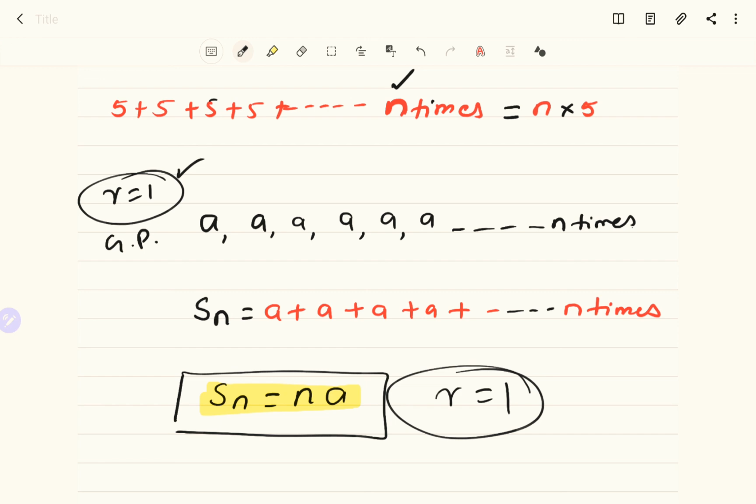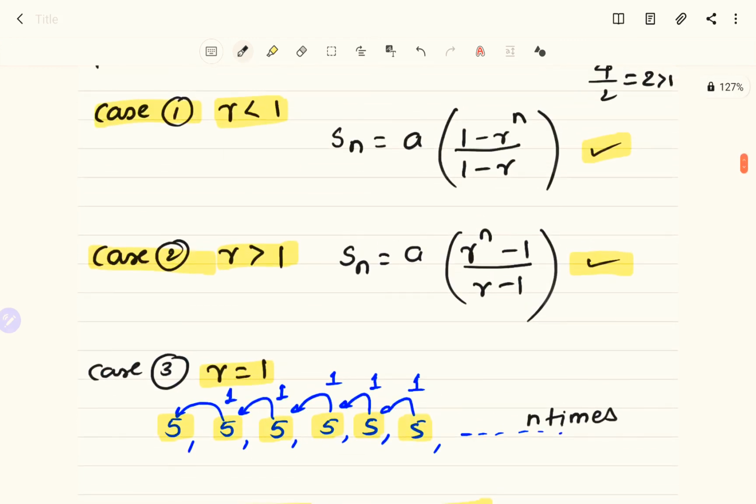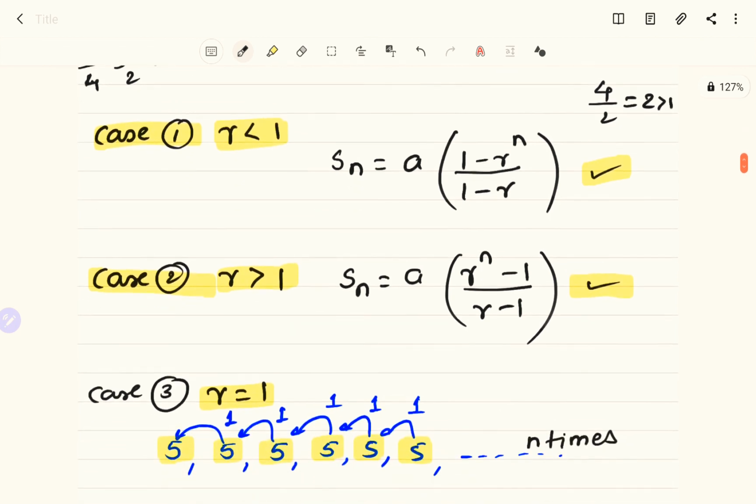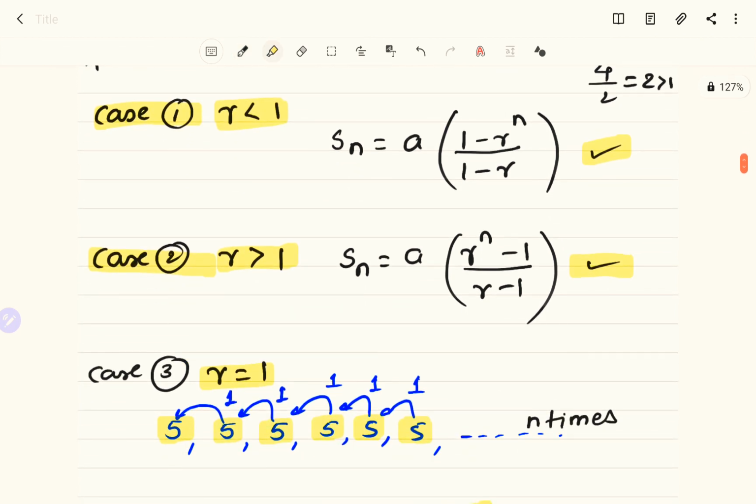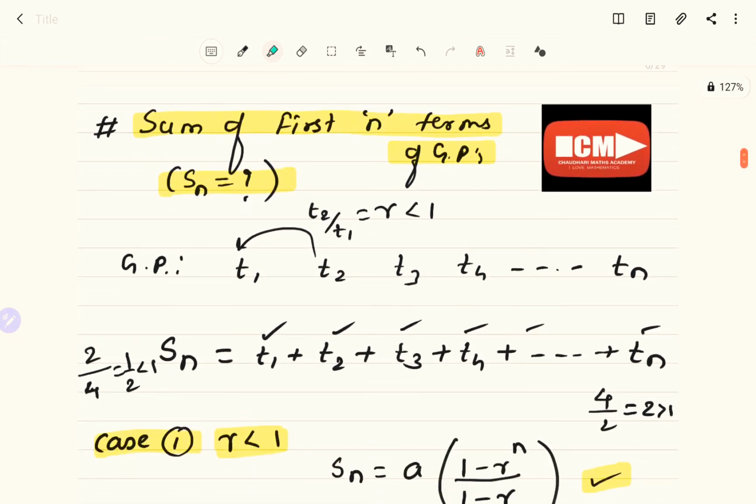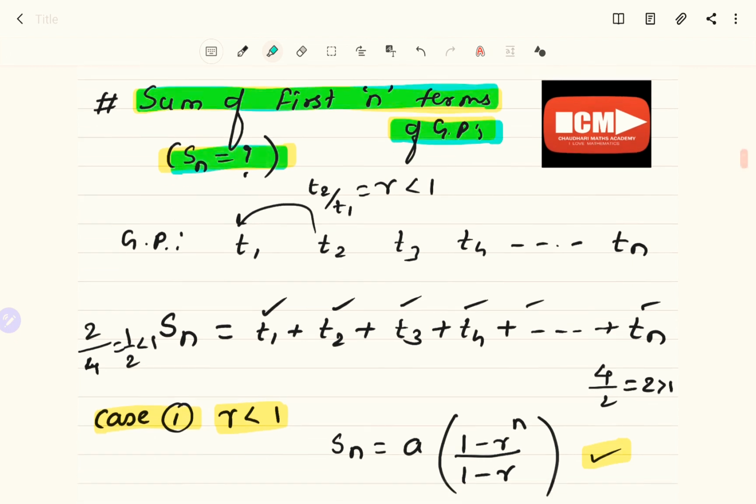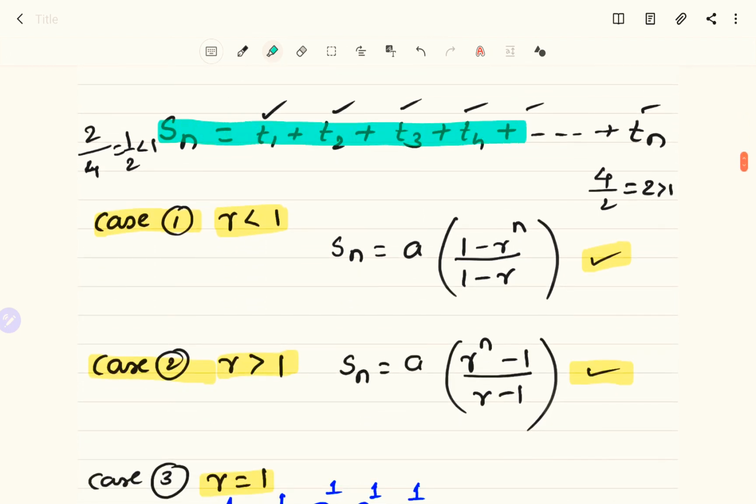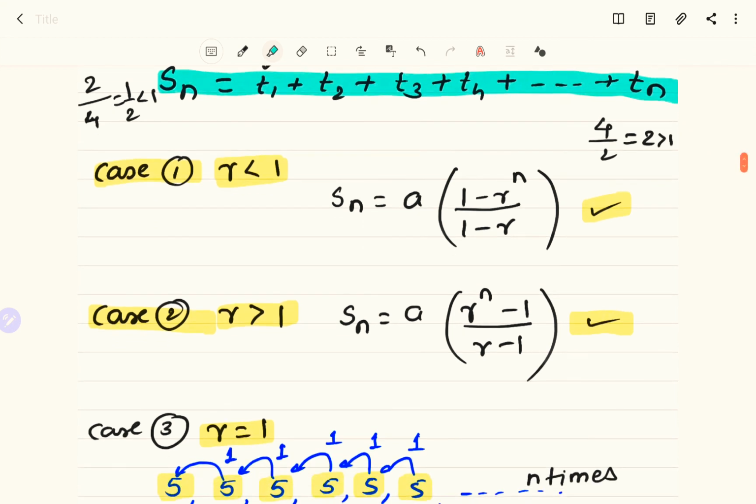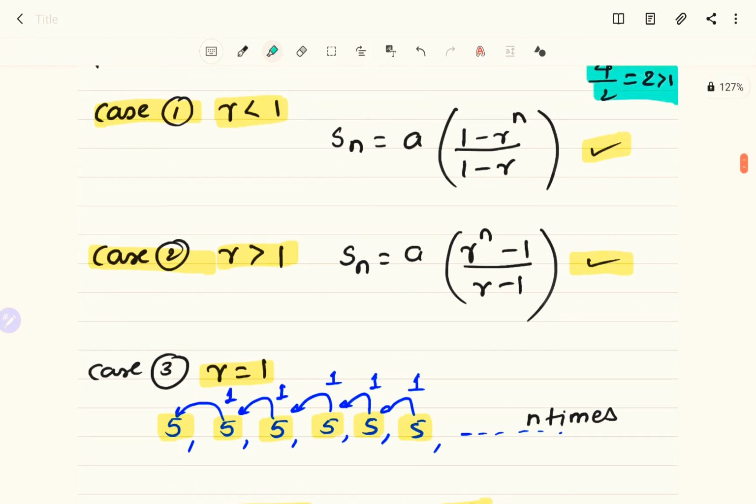So there are 3 cases for the formula for Sn. Try to observe which one of the following 3 cases is possible in the example. We are discussing how to find the sum of first n terms of a geometric progression, nothing but Sn. Finding Sn means addition of all n terms. You will face 3 cases: the ratio may be less than 1, greater than 1, or it may also be equal to 1.